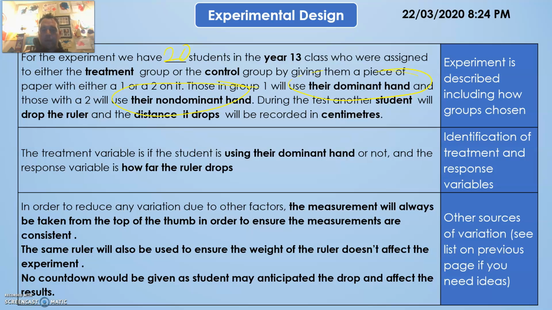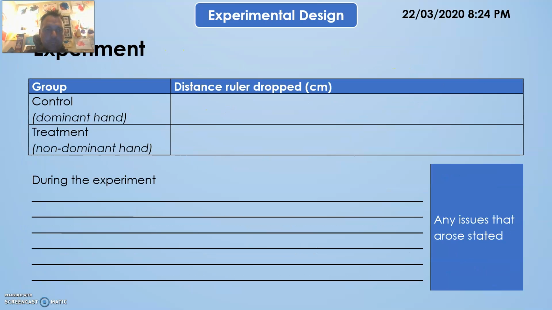So some of the things I came up with to reduce any variation. Measurement will always be taken at the top of the thumb to ensure that the measurements are consistent. The same ruler will be used to ensure the weight of the ruler doesn't affect the experiment. No countdown would be given, as students may be able to anticipate the drop and affect results. So again, discuss more how that affects the response variable for merit and excellence. So then we go into the experiment and we can carry that out.